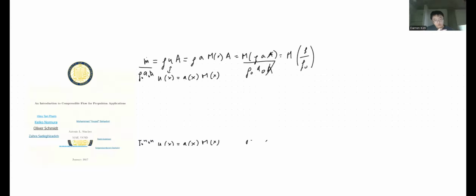Divide this by ρ0, A0, and A. What does that mean? We can divide by ρ0, A0, and A. A cancels out. We have M, and we have parentheses ρ divided by ρ0, and A divided by A0. Beautiful. From last time, we know these relationships.